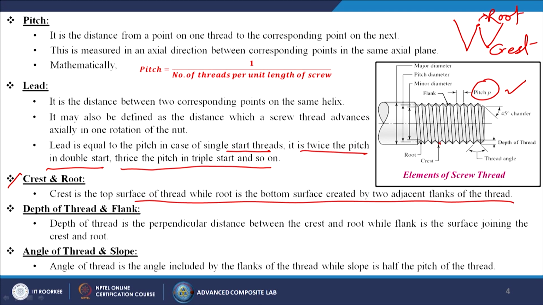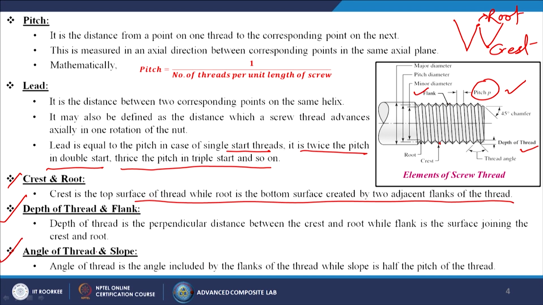Depth of thread and flank. Depth of thread is the perpendicular distance between the crest and root, while the flank is the surface joining the crest and the root. So, this is the depth of thread and this is known as the flank.